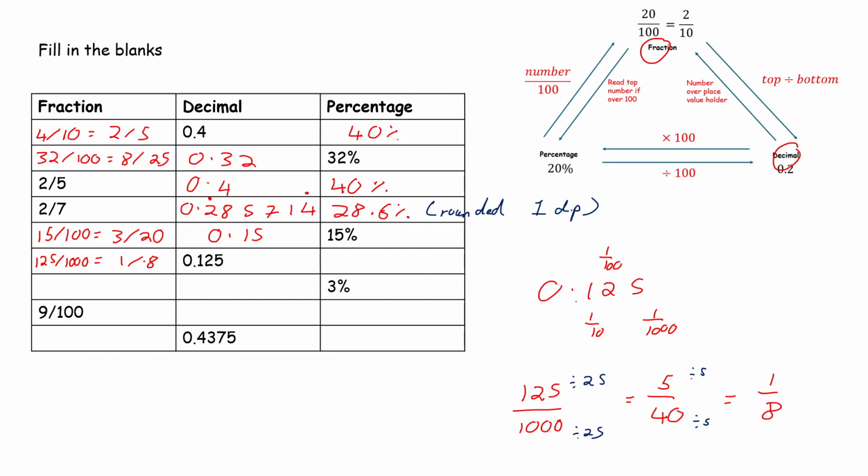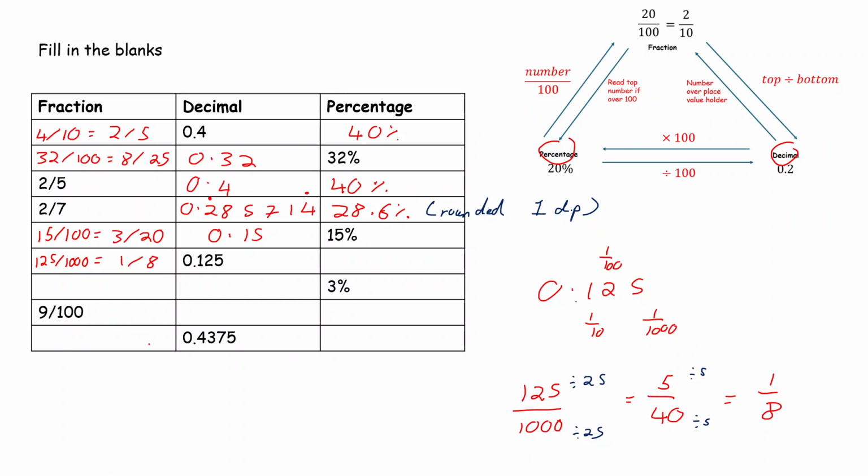And now to get 1 over 8 into a percentage, well, there are different ways we can do this. To get from a fraction to a percentage, it's going to be a bit awkward here because we read the top number if it's over 100. Well, 8 isn't over 100 and 1,000 isn't over 100, and it's quite awkward to get over 100. So what I'm going to probably do is go from a decimal to a percentage, by simply multiplying through by 100.